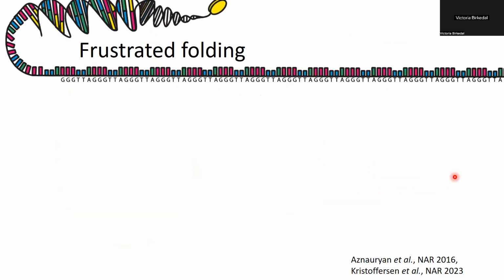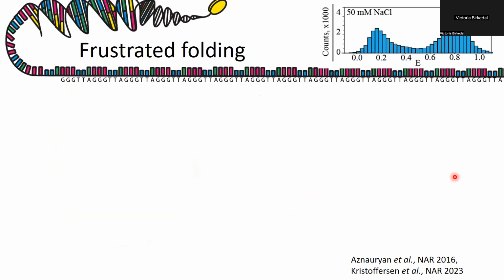I wanted to show the work by Emile because it got published recently, where we looked at a longer sequence. Here, it's the same repeated sequence again and again, so it can form a number of conformations. And this is the FRET histogram. You can see it's a quite broad FRET histogram in these conditions, but there seem to be two main populations. Something that is high FRET is folded, and something that's low FRET is not folded.